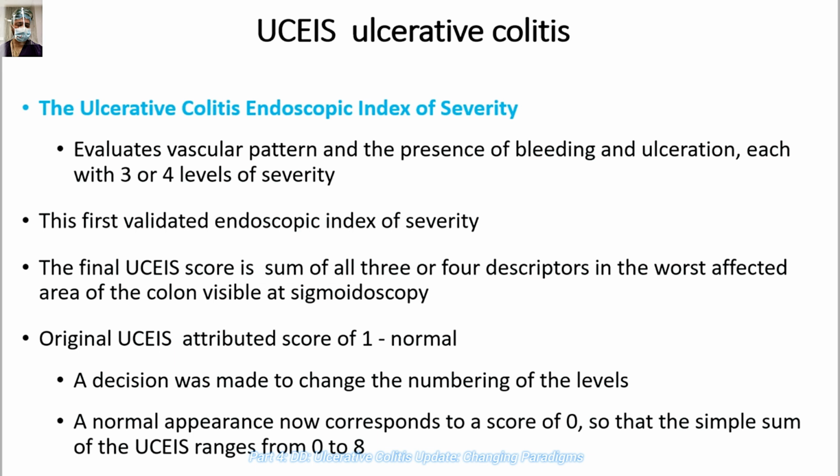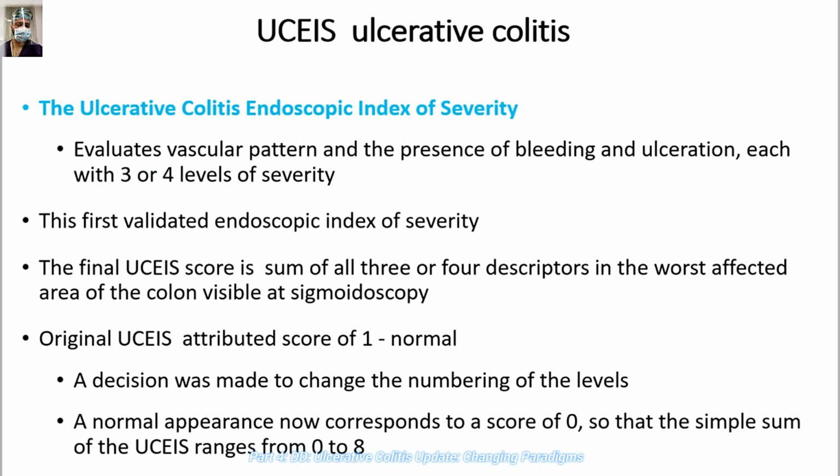This is another index used for grading the severity of ulcerative colitis, that is the ulcerative colitis endoscopic index of severity. It evaluates vascular pattern and the presence of bleeding and ulceration, each within 3 or 4 levels of severity. This is the first validated endoscopic index for severity, UCEIS. We have to remember this term. The final UCEIS score is the sum of all the 3 or 4 descriptors in the worst affected area of the colon visible at sigmoidoscopy.